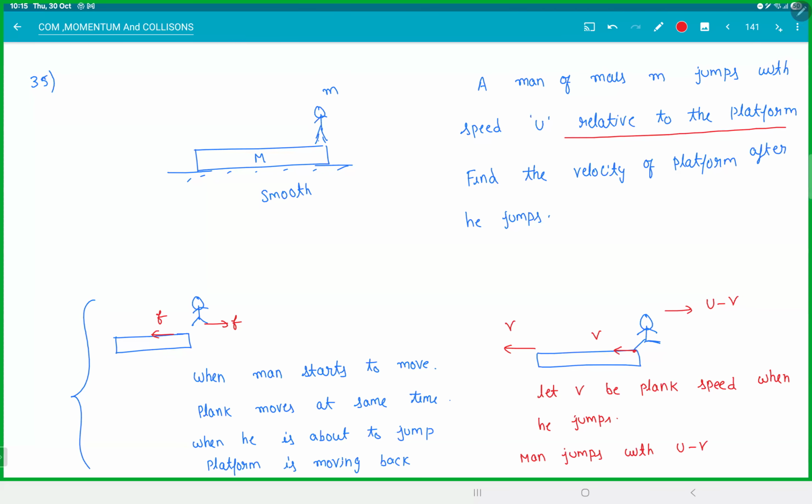So keep that in mind. If you see HCV, the question goes like this. The man jumps with speed u relative to the platform before he jumps. So before he jumps, what is the speed of the platform? 0. So with respect to 0, he's jumping with u. That means he's indirectly telling you he's jumping with u in the ground frame. So the word relative will matter otherwise. Now do this.